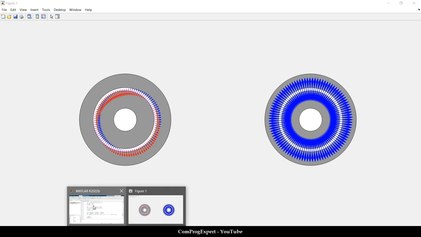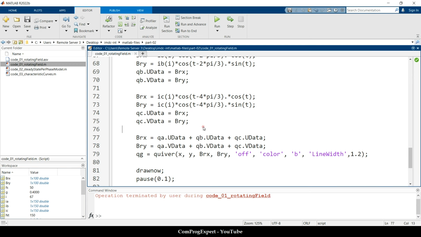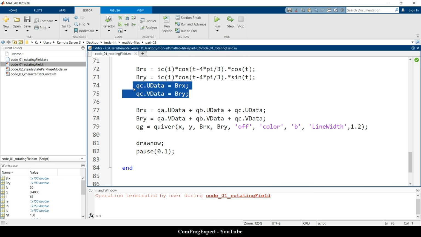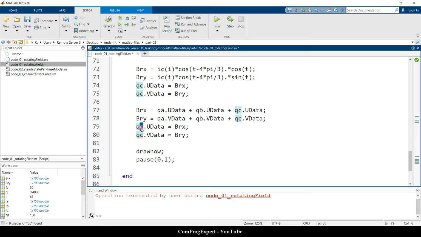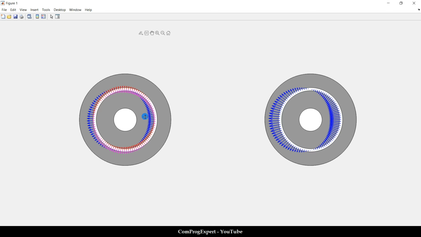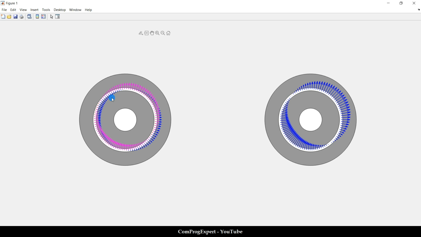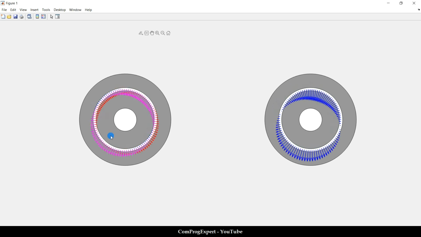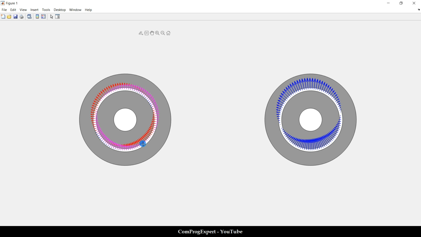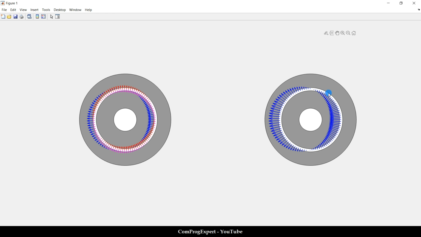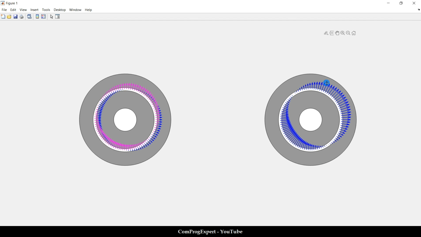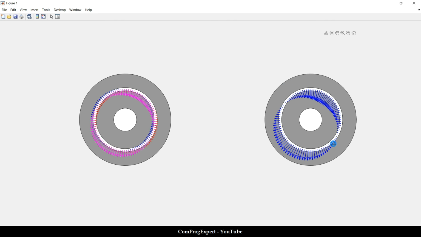Excuse me, here I don't update the figure. I should update the figure like this. For the gap, I replot again and again. That is not correct. So now this is correct. We have 3 pulsating fields, and in total, if we sum up these 3 fields in the air gap, we have this rotating field. The amplitude of the rotating field is constant.